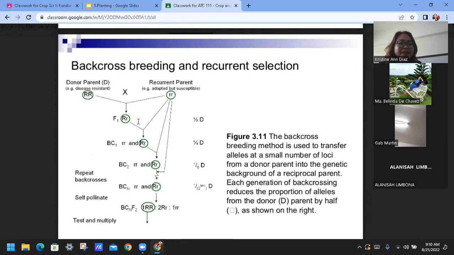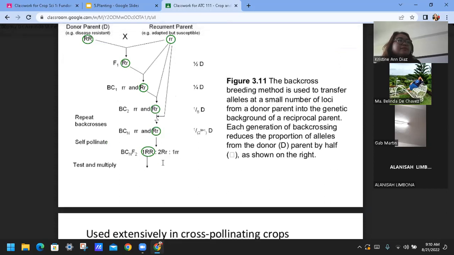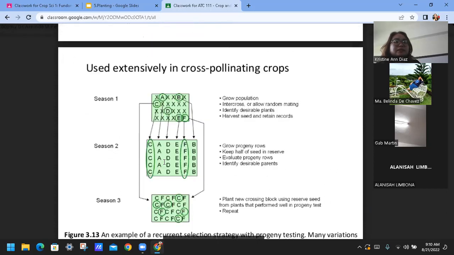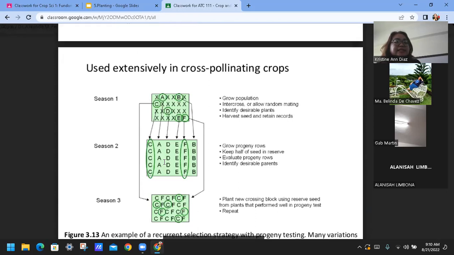You can just read it. But what they get is a dominant R here and a recessive R, and that is what is repeatedly backcrossed here. Test and multiply and then self-pollinate. And this is another recurrent selection strategy used extensively in cross-pollinating crops.